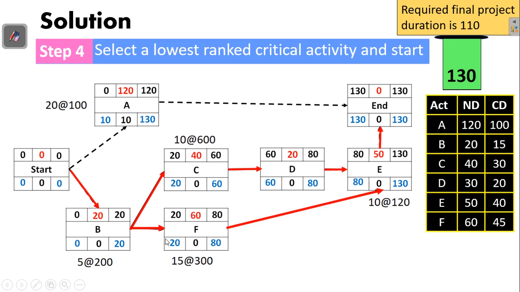So if this one could be here, it will be difficult to reduce or crash the days at one activity only, because we are not allowed to change a critical path into a non-critical path. So the critical path should remain a critical path. So since the lowest cost slope is at activity E, and we can reduce this without affecting any of our critical paths, then we can reduce the total completion days by this amount of 10 days.